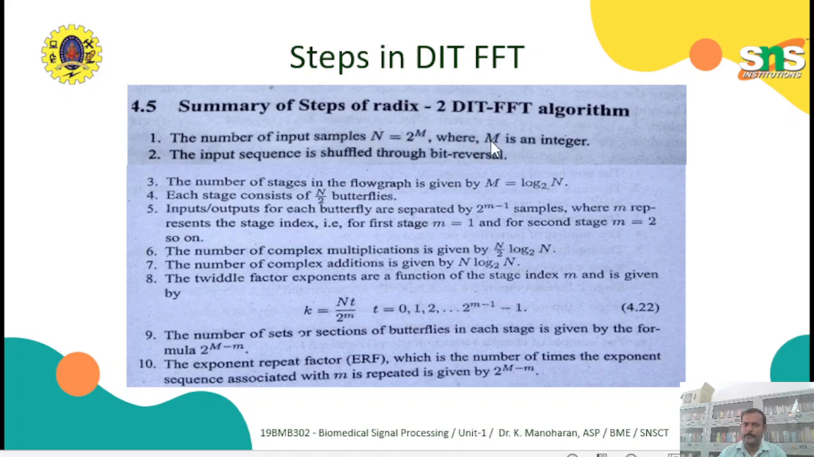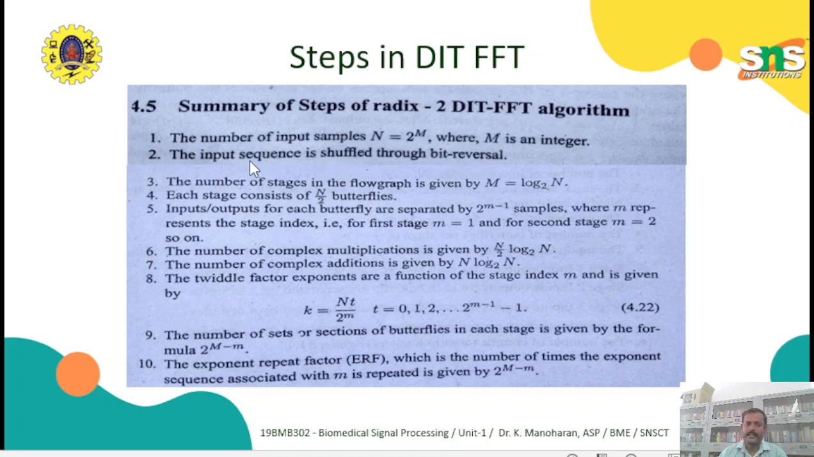If you put m equal to 4, 2 power 4 will be 16. So we can have a 2-point DFT or a 4-point DFT or an 8-point or 16-point. So in-between points are not allowed. So for FFT computation, the input samples must be in this range, N equal to 2 power m, where m is an integer. So second point, the input sequence is shuffled through bit reversal.